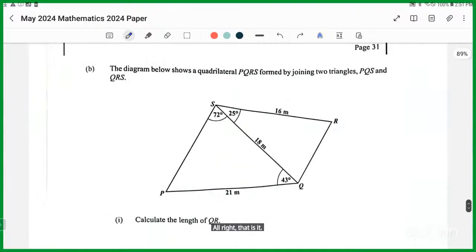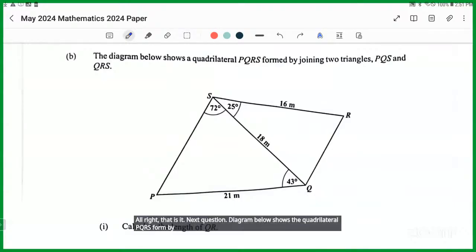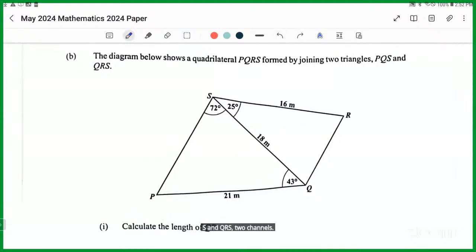Next question. The diagram below shows a quadrilateral PQRS formed by joining 2 triangles, PQS and QRS. None of them are right angles, so we can use the sine rule and cosine rule in there.